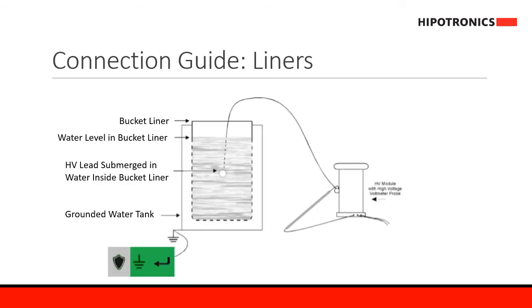This diagram is an illustration of the description given in ANSI 92.2 for testing bucket liners using a conductive liquid. The bucket liner is placed in a grounded water tank, and the conductive liquid is placed inside the liner. The high voltage output is then placed in the liquid, and the voltage is brought to the necessary testing voltage. If the voltage holds, meaning the high-pot tester did not trip due to short circuit, then the test is passed.